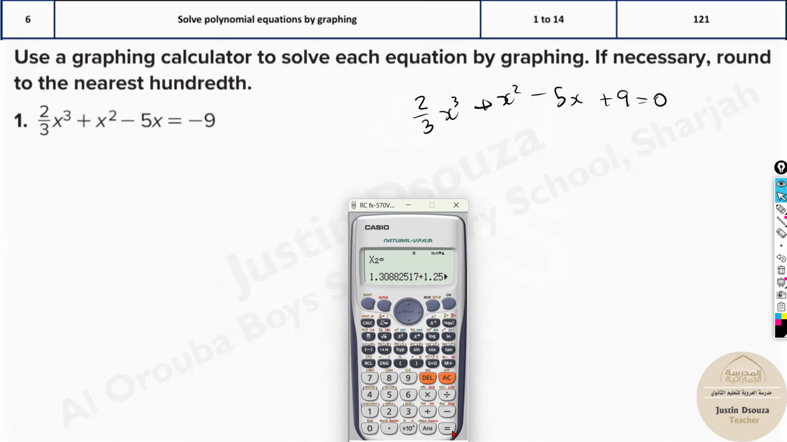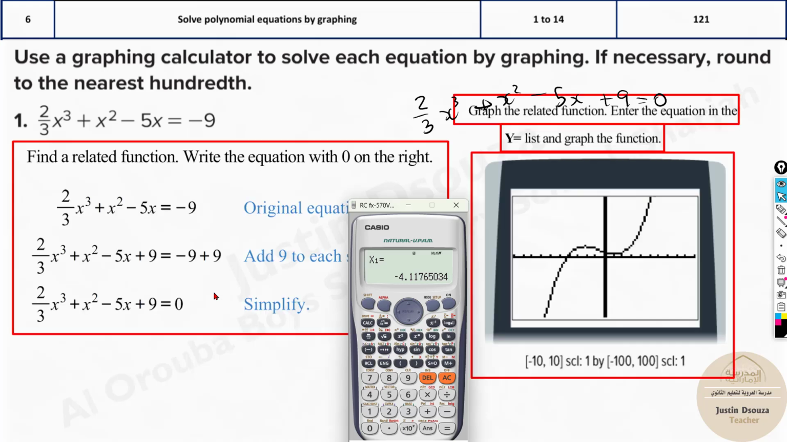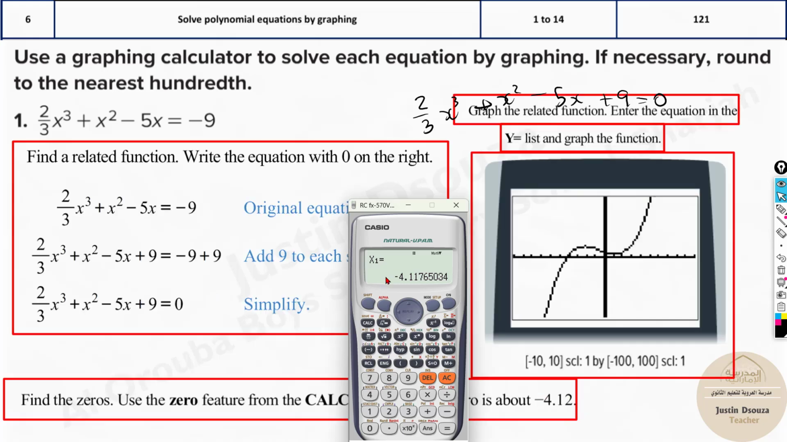So you have two imaginary numbers. You can see this is imaginary. If you press next, see that whenever the numbers are like that, that's imaginary. And the only real answer is negative 4.11. So let's see the final answer. You can see it's approximated to negative 4.12.